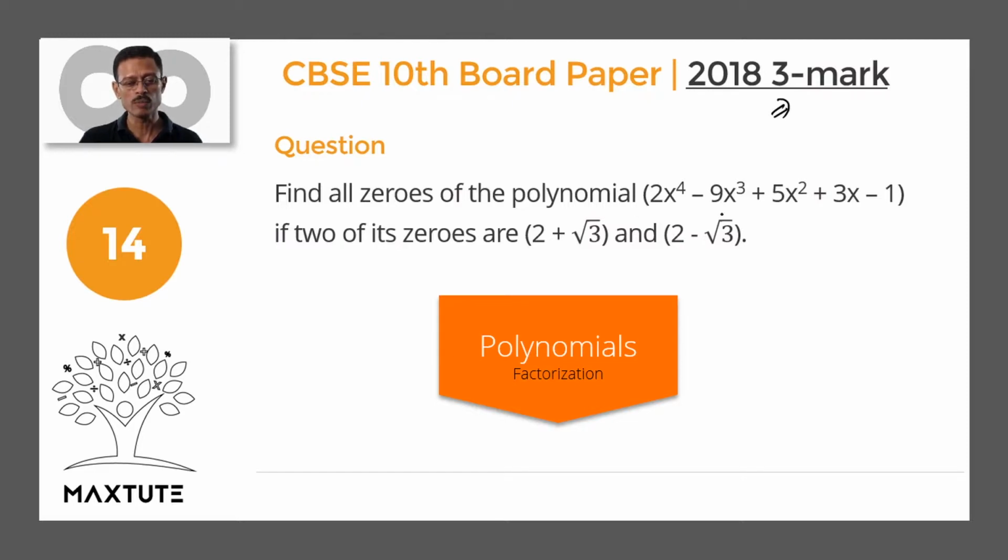Find all zeros of the given polynomial if two of its zeros are 2 plus root 3 and 2 minus root 3. It's an equation where the variable is raised to a power of 4, so you'll end up with a total of 4 zeros. We've been given 2. We need to find the remaining 2. So how do we go about it?